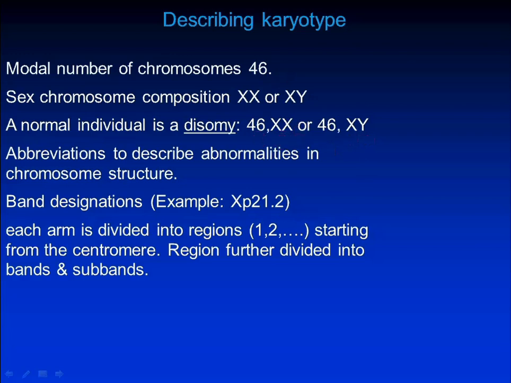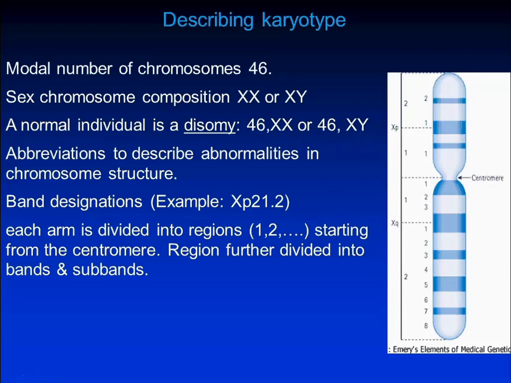Each arm is divided into regions starting from the centromere. For example, here is the X chromosome, and here is the centromere, and this is the P arm, and this is the Q arm. Each arm is divided into regions. Each region is further divided into bands. As a result, XP21.2 represents a position on the P arm, region 21, second band.